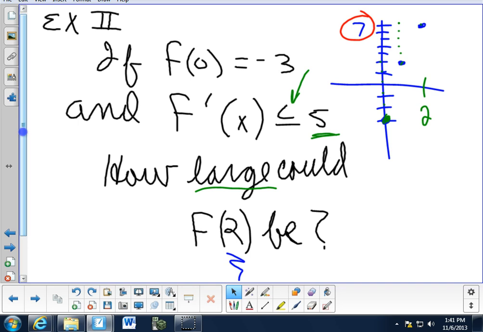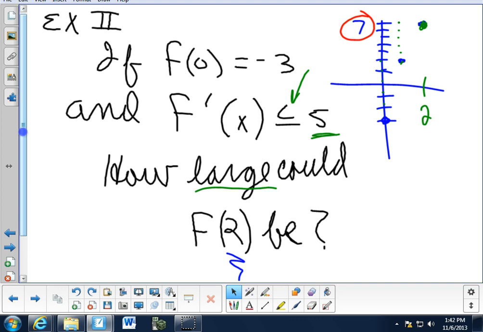How big can f of 2 be? Well, let's assume for a moment that my slope is equal to 5 every single step of the way. So if I start at 0, -3 down here, and I do a slope of 5, I go up 1, 2, 3, 4, 5, and over 1. Do it again. Now I'm at f of 1, right? And then go up 5 again. There it is. 1, 2, 3, 4, 5, and over 1. So now when I'm at f of 2, that's the value where I am. I've gotten up to 7. So what's the largest f of 2 could be? 7.